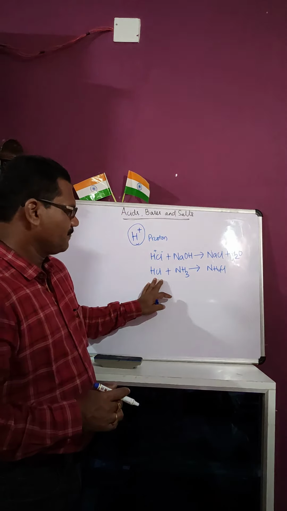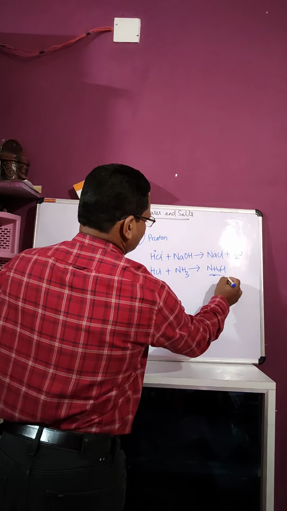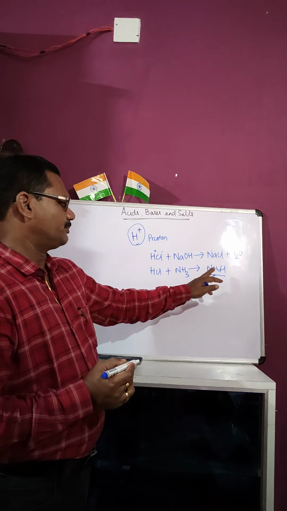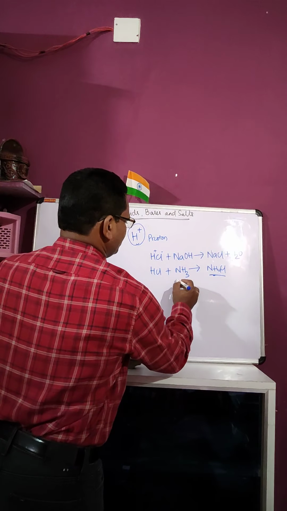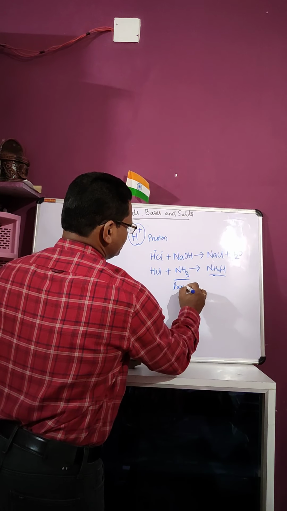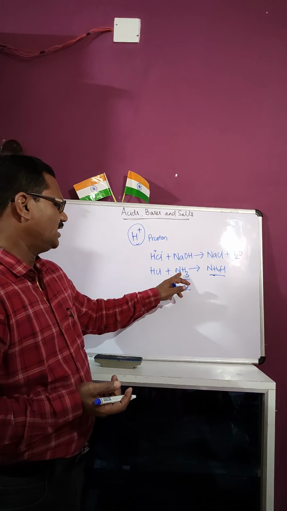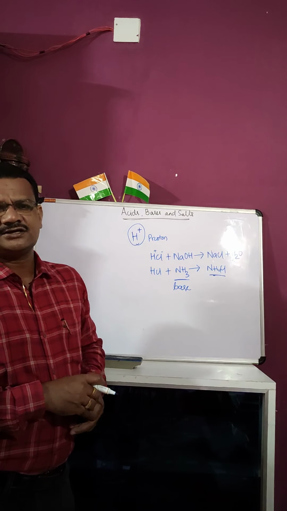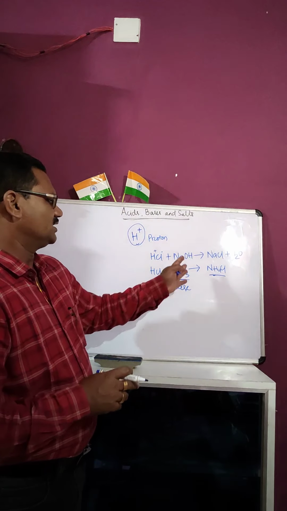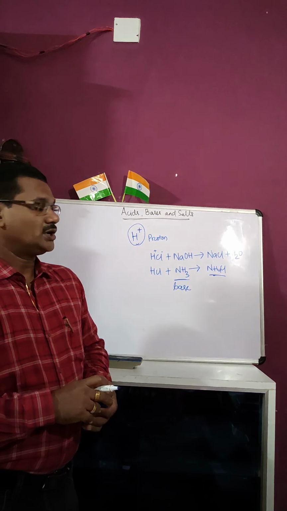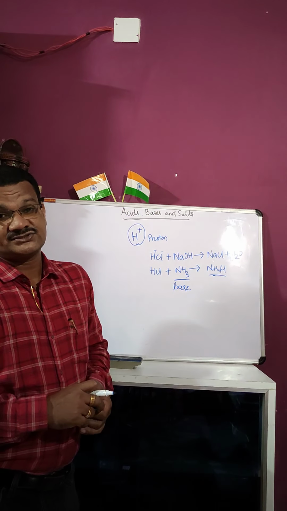This is also an acid and this is a salt. Since this acid reacts and produces salt, this must be a base. That is, ammonia is a base, but ammonia doesn't have OH minus ion. So how can ammonia be a base?